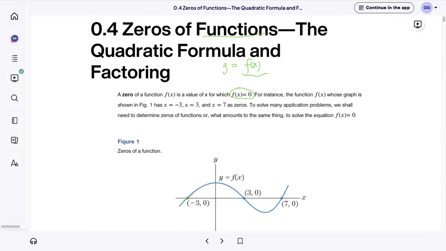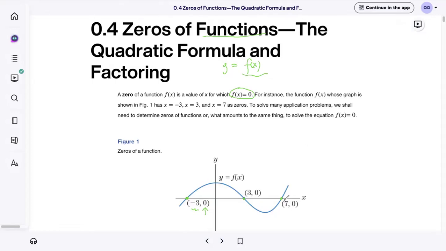So this is a 0 of the function. So the x value is -3. Function value is 0. Right. Then another one is x value is 3, or this is -3, this is 3. Function value is 0. Then another one, x equals 7, the function value is 0.